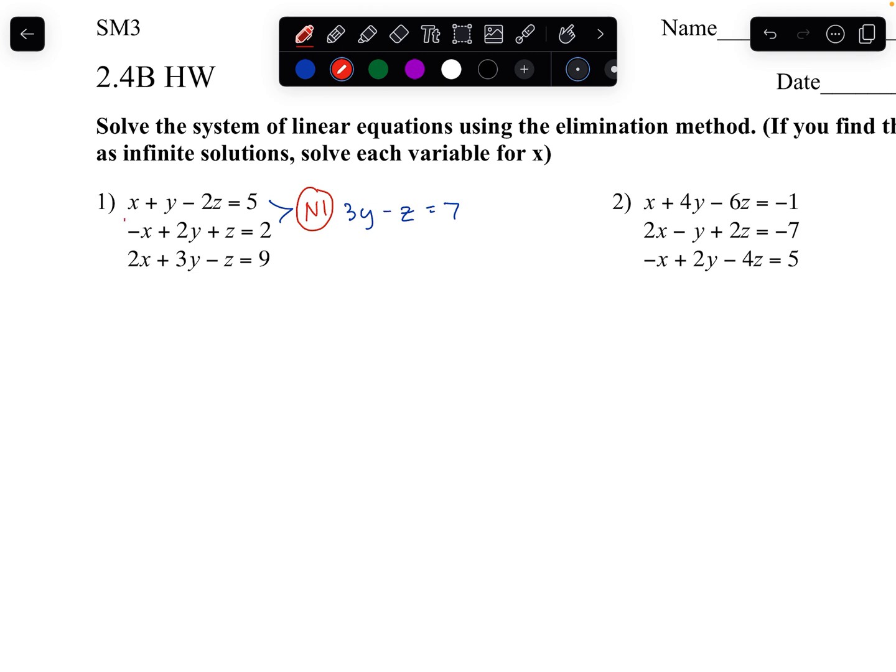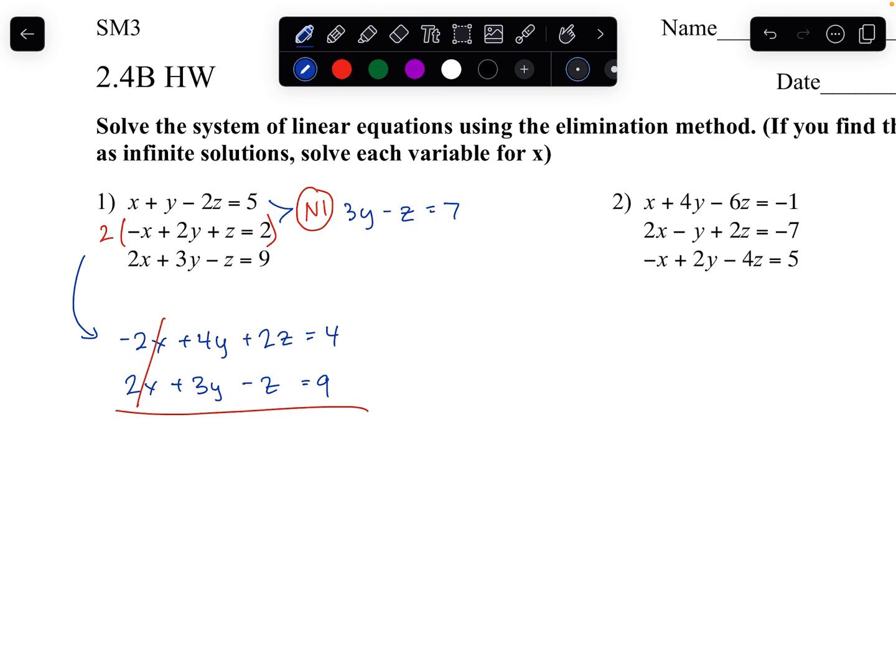So to do that, I'm going to multiply this by 2. That's going to give me negative 2x plus 4y plus 2z equal to 4. And I'm going to add that with the third equation that we have up there. And again, if I add these together, that's going to get rid of x right there. I'm going to have 7y plus z equal to 13. This is the second new equation I've made without x.